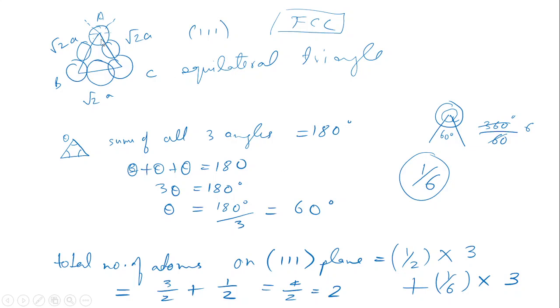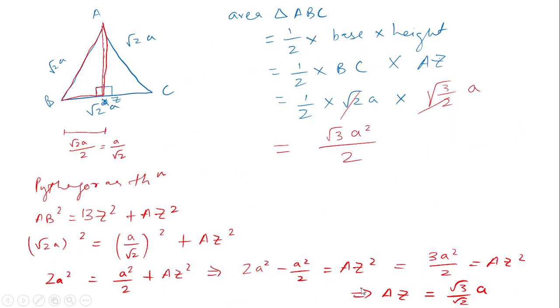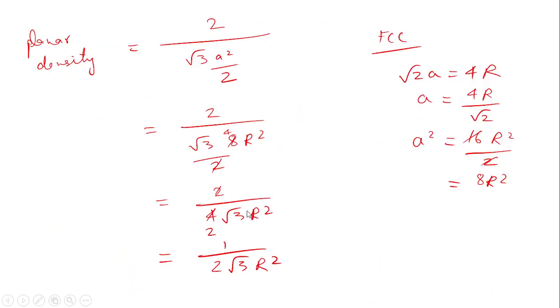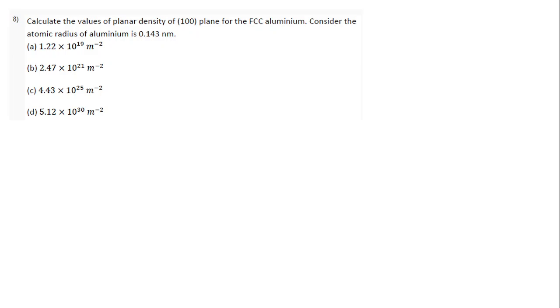If you can understand directly, very good. If not, then always know that there is some logic there. Try to use that and find out the total effective atoms on that plane, and then use Pythagoras to find out the area, and then the number of atoms per unit area of that plane will give us the planar density. Okay, so these were the steps for this. Next question, calculate the planar density of the 100 plane for FCC.